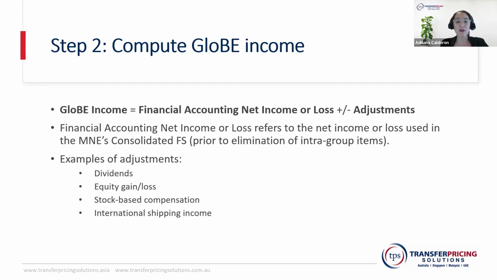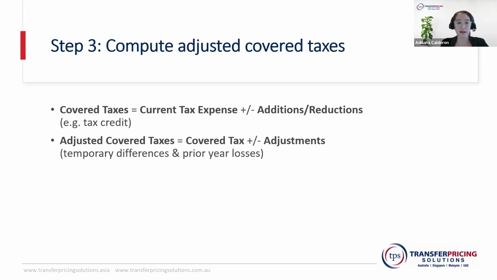Then we have the denominator, which is computing the adjusted corporate tax. It is determined by taking the constituent entity's current taxes for the fiscal year, adjusted to reflect certain timing differences. Once the adjustments to the corporate taxes are performed, I will have my adjusted corporate tax, which is what I will use as a denominator to calculate my effective tax rate and whether I need to pay top-up tax or not.